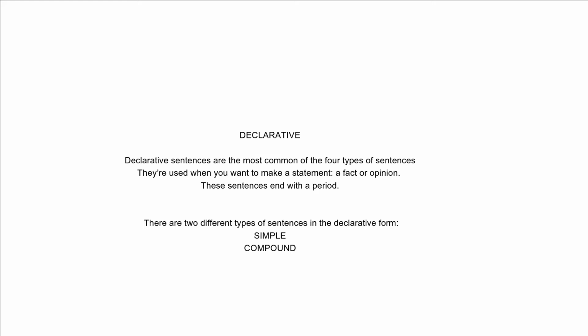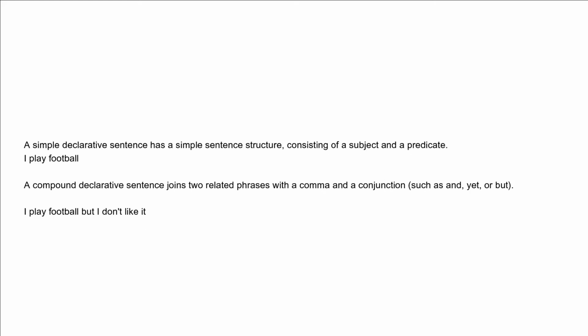There are 2 different types of sentences in the declarative form: a simple declarative sentence and a compound declarative sentence. A simple declarative sentence has a simple sentence structure, consisting of a subject and a predicate. I play football. A compound declarative sentence joins 2 related phrases with a comma and a conjunction, such as and, yet, or but. I play football but I don't like it.